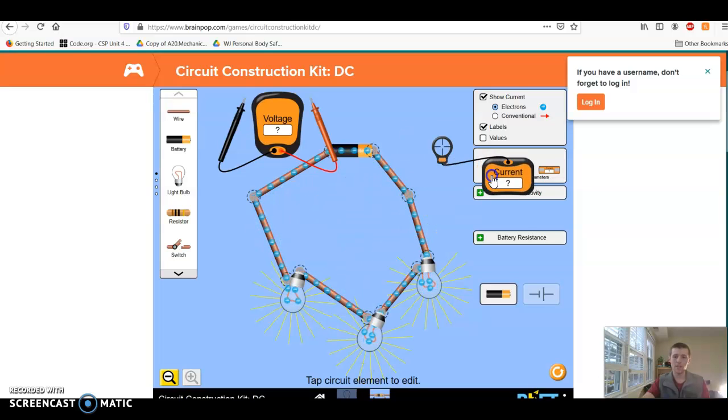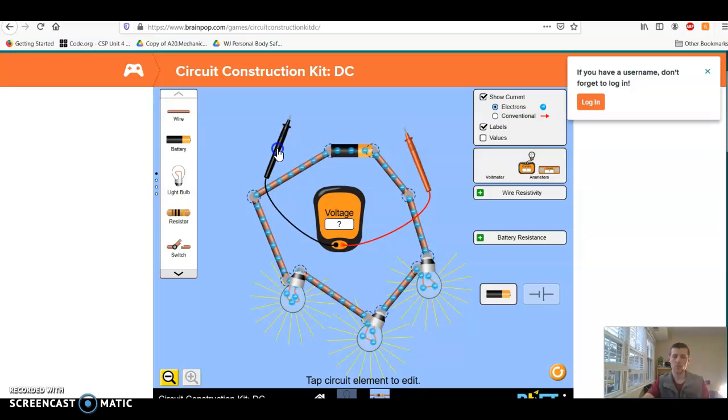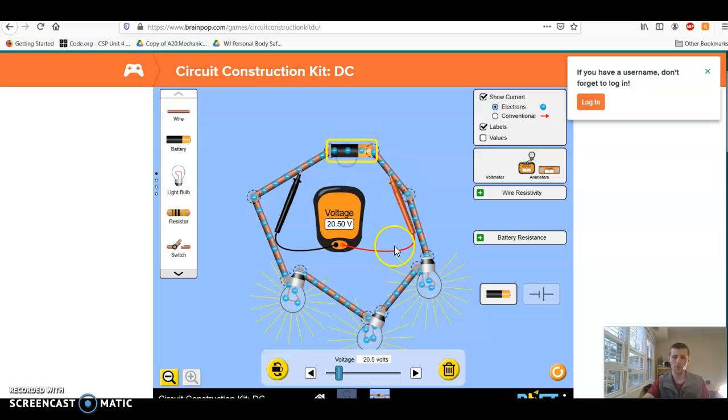Now, the second thing you can note about this kind of circuit is the voltage drop. The voltage drop across 2 points can be measured by placing one of these little probes on one side and one on the other. And you'll find out how much voltage you have between these 2 points. Here we have 20.5 volts, and that corresponds to what we set our battery to, so that makes sense.